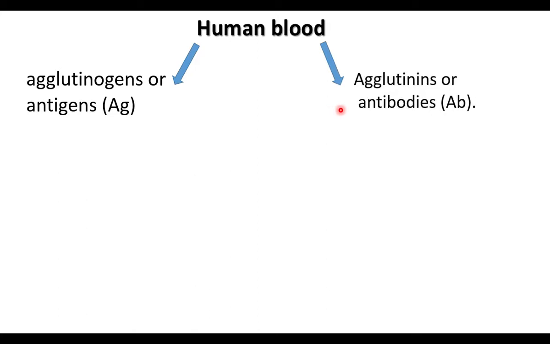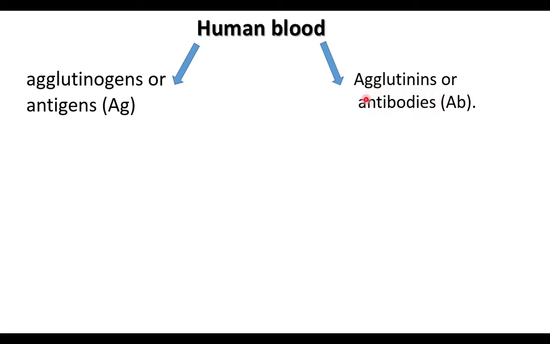Red blood cells (RBCs) have antigens on the surface. The antigens are called agglutinogens. Another component of blood is plasma. The plasma has antibodies. Antibodies are found in the plasma. Antibodies are called agglutinins.